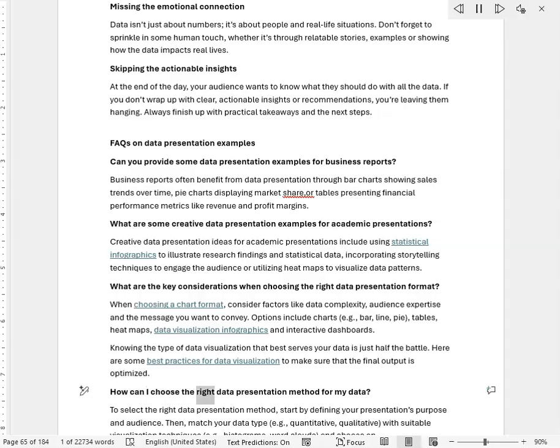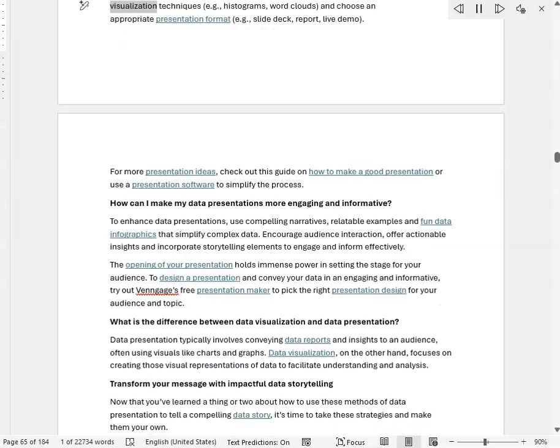How can I choose the right data presentation method for my data? To select the right data presentation method, start by defining your presentation's purpose and audience. Then, match your data type, e.g., quantitative, qualitative, with suitable visualization techniques, e.g., histograms, word clouds, and choose an appropriate presentation format, e.g., slide deck, report, live demo.